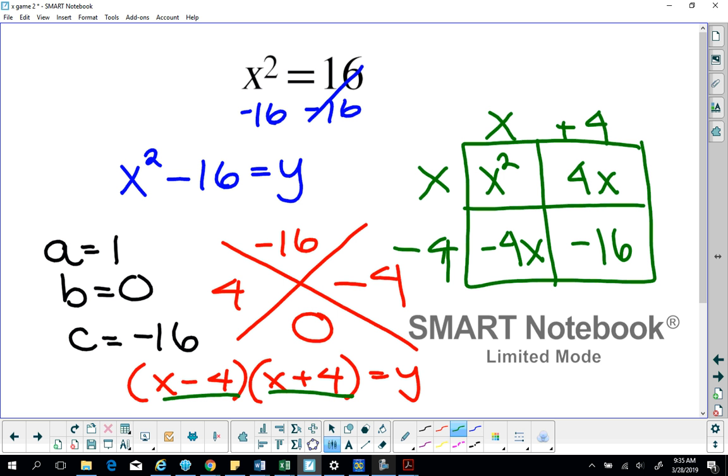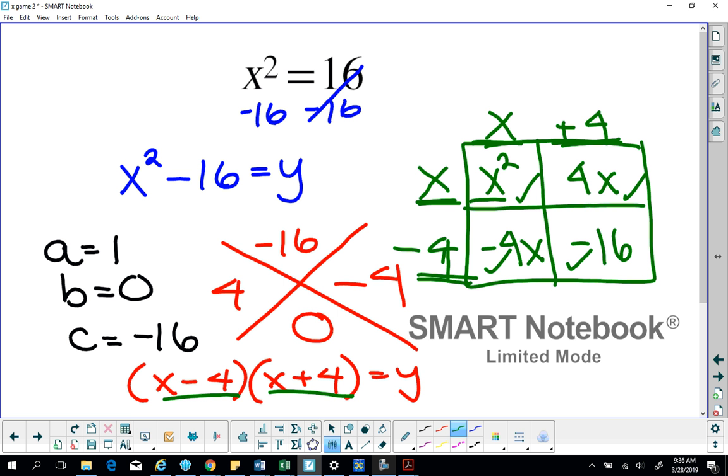To check your work, you just multiply. So I'll go, okay, let me make sure the box method works. X times x is x squared. Cool. X times 4 is 4x. Negative 4 times x is negative 4x. Negative 4 times 4 is negative 16. That's just how to check your work too. Does that make sense?